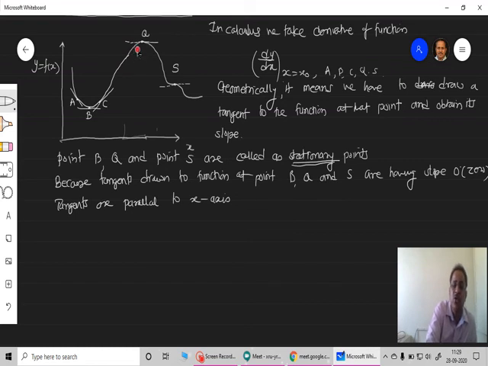The slope is found to be decreasing and becoming negative, whereas the slope here is found to be increasing and it is found to be positive. So point B is called the point of minimum of that function and point Q is called the point of maximum of this function.